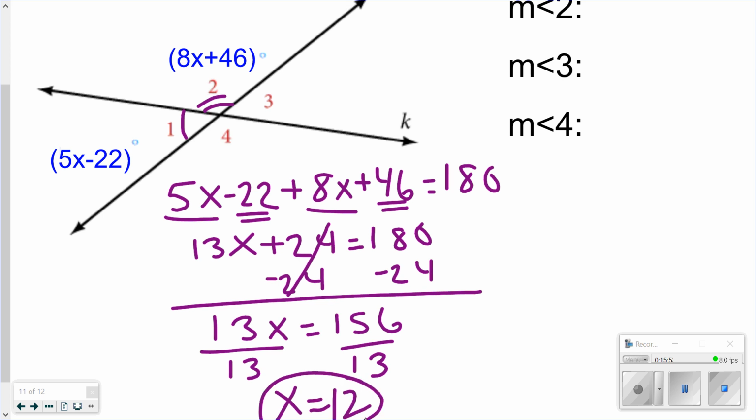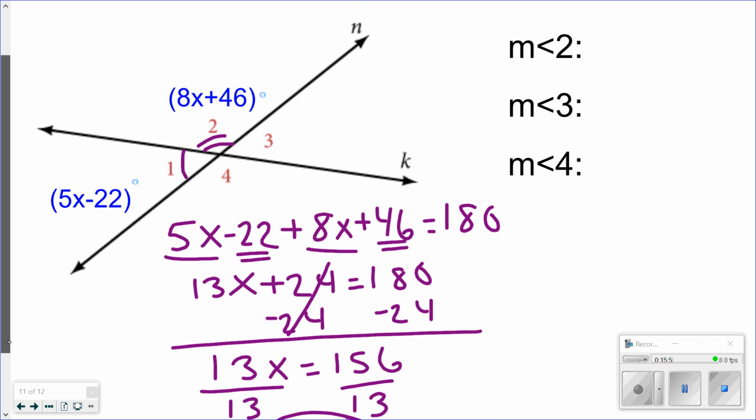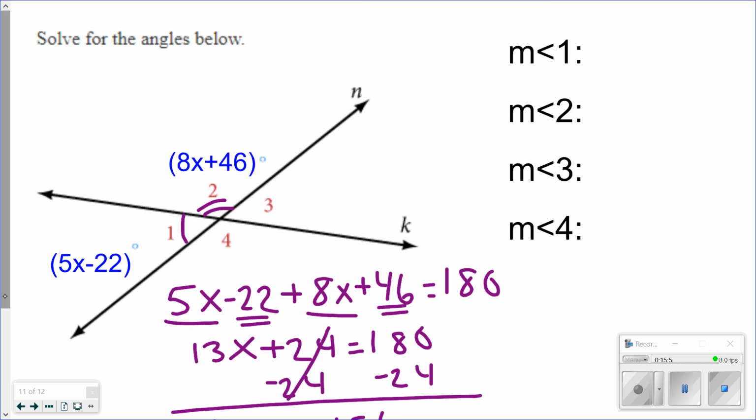All right, so let's scroll back up. I need to figure out what the angle measure is. So x is equal to 12. So let's plug 12 in. So 5 times 12 minus 22. I'm going to write the answer down here. That is equal to 38 degrees.